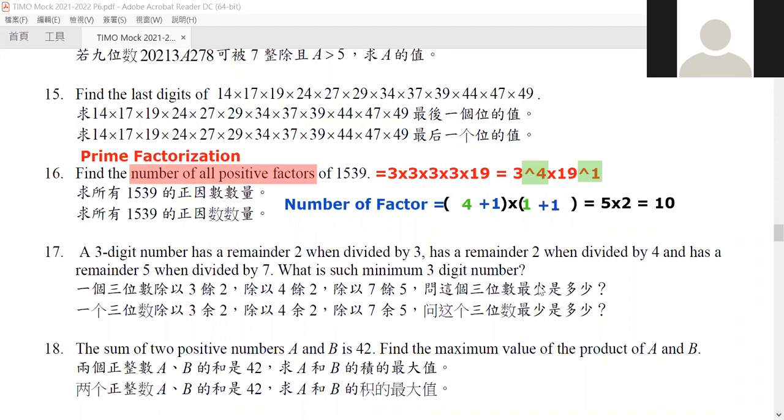Of course, another way of doing this is to just list out all the factors. It is not very difficult to list out. All the 10 factors are 1, 3, 9, 27, 81, and then the next part is 19, 57, 171, 513, and finally 1539. So again, by counting all these numbers, you will also get our answer here, which is 10. Okay, so let's go to our next question.